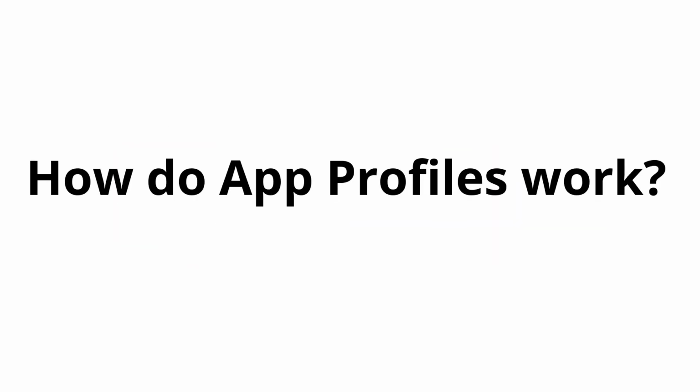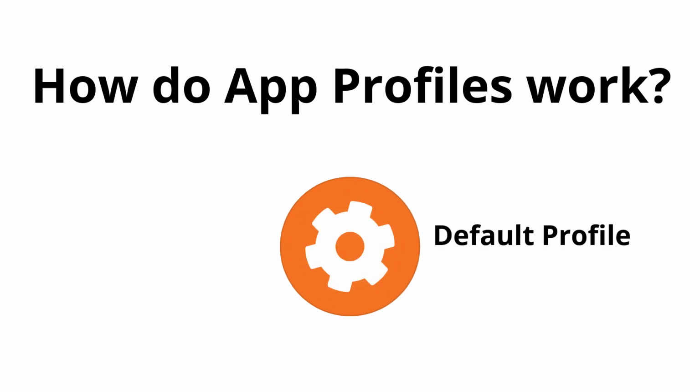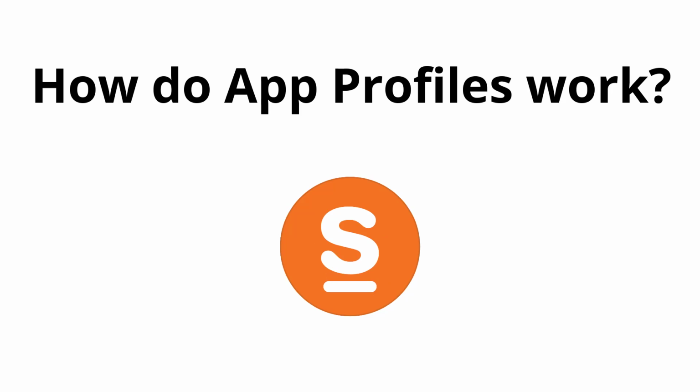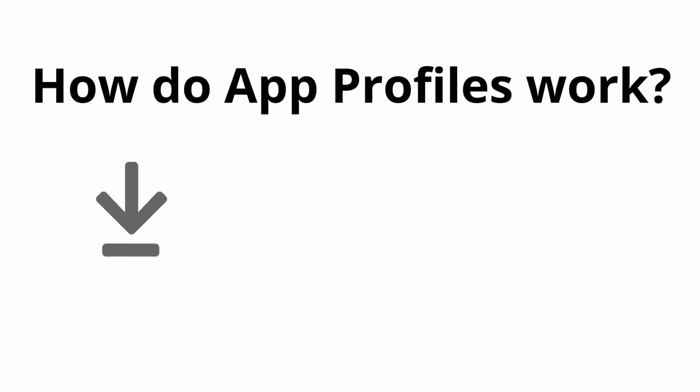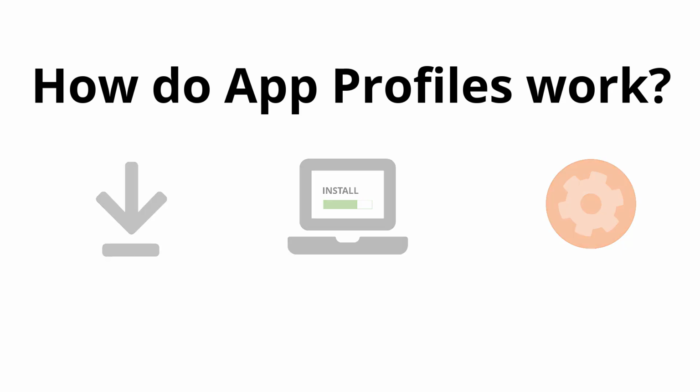So how do app profiles work? For each organization, there will be a default profile, which applies to the whole organization. The SnapComms app will use the settings defined in this default profile and be deployed in the normal way to all end users. Once the app is in place, any of the settings can be changed by updating the settings in the default profile and republishing the profile.